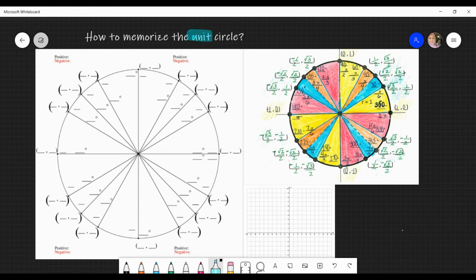That word unit has a meaning, and what does that mean? So we call it unit circle because it has a radius of 1, which is the unit. So the radius of that circle equals 1. Now, as you see, this circle is divided into quadrants.